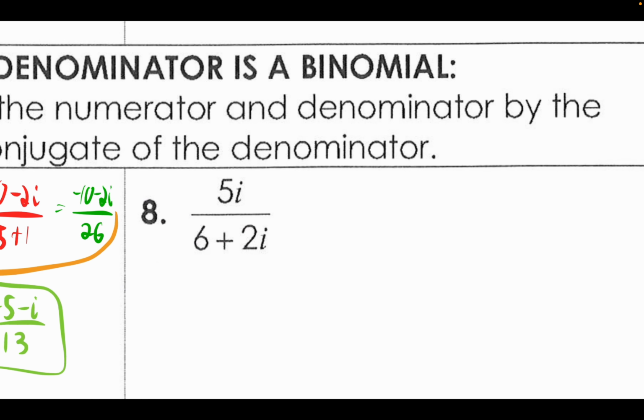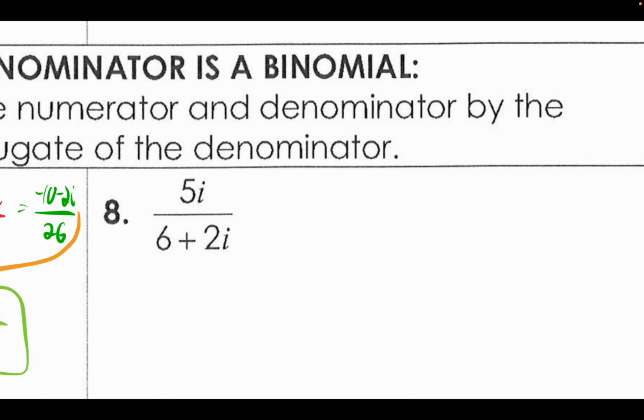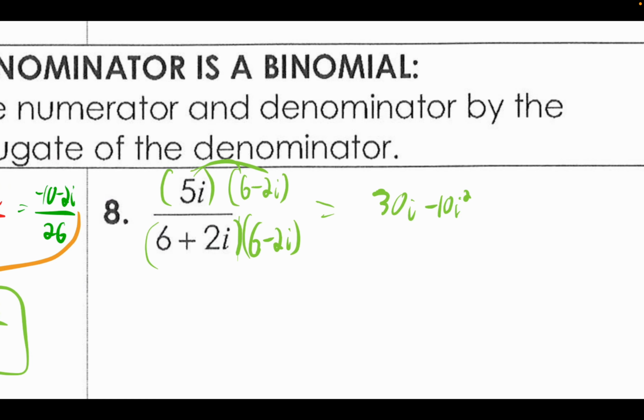Number 8. So here, once again, the denominator is a binomial, so we'll multiply by the complex conjugate. Here, the complex conjugate is 6 minus 2i. Once again, the only thing that changes is the sign of the imaginary part. We'll multiply the top by the exact same thing, 6 minus 2i. On the top, as we do this, we end up getting 30i minus 10i squared.